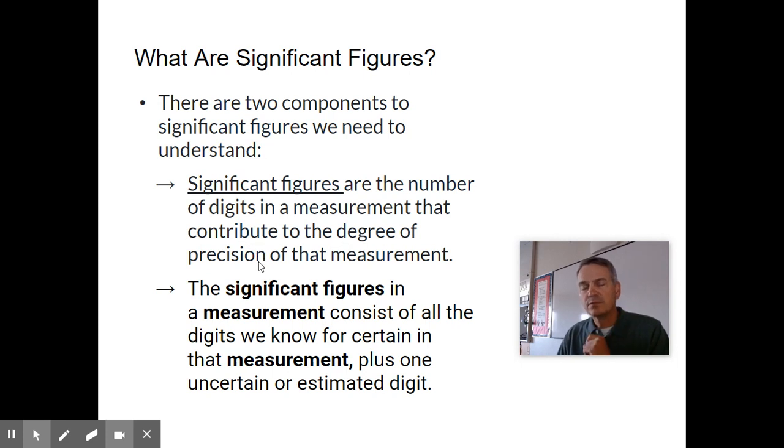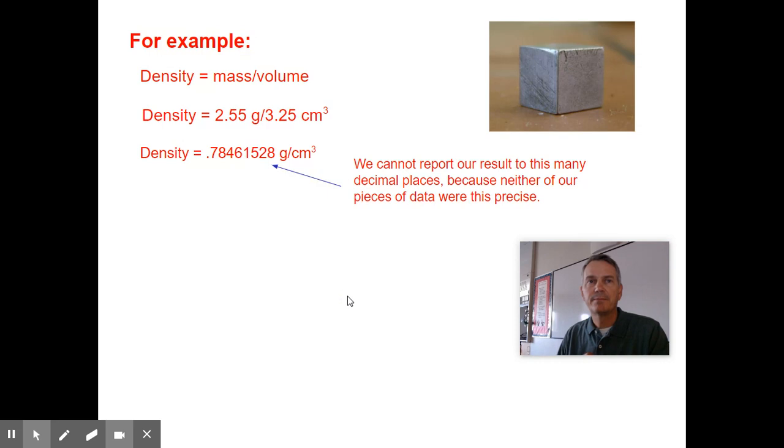So that's one component of significant figures, but it also comes into play when we're taking measurements. So whenever we take a measurement, we need to keep in mind that significant figures in a measurement consist of all the digits we know with certainty plus one estimated or uncertain digit. And we'll show you what that means right now.